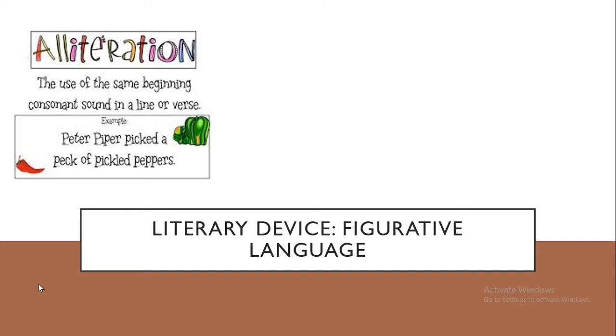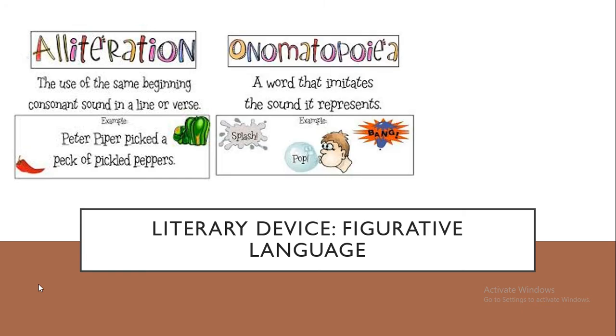The next one that I want you to know, and I know most of us know this one, we like this one a lot, is onomatopoeia. Not only because it sounds funny, but because we know that that's just like sounds. It's basically a word that imitates the sound it represents. For example, splash, pop, or bang. Those are all sounds that are spelled out. Make sure you write this down.